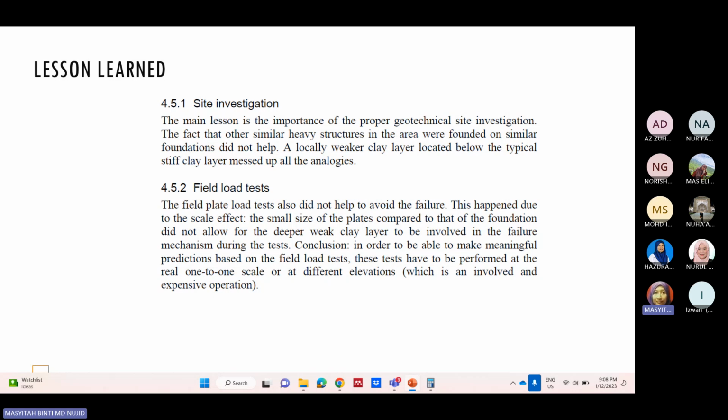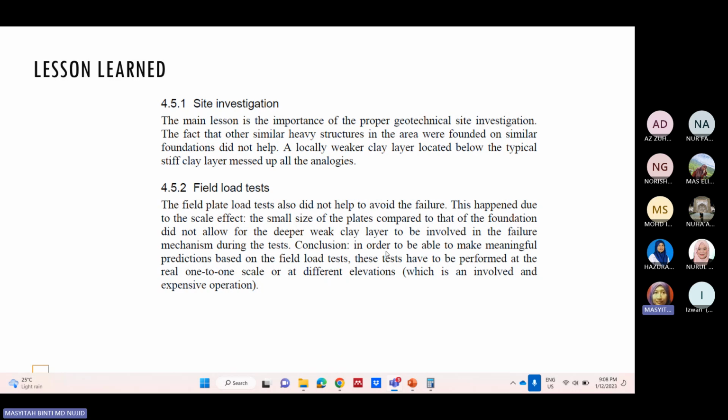Field load test. Field load test ni kalau you pakai shallow foundation je cukuplah, ataupun mungkin you buat plate loading test. Tapi kalau you punya foundation tu require untuk sampai deep foundation, so you kena buat pilot test lah, plate loading test dah tak sesuai. So dalam kes ni, bila dia guna pakai field plate load test ni, dia punya limitation adalah plate load test size lah. Sebabnya kalau you tengok sini, this happen due to the scale effect. So the small size of the plates compared to the foundation did not allow for the deeper weak clay layer to be involved in the failure mechanism during the test.